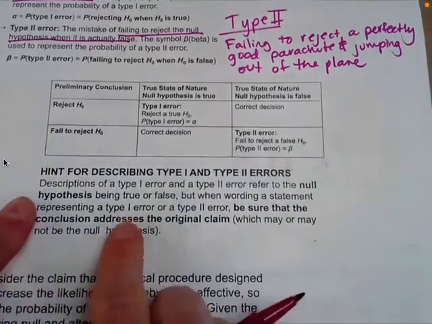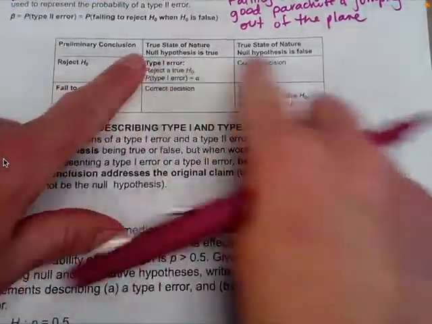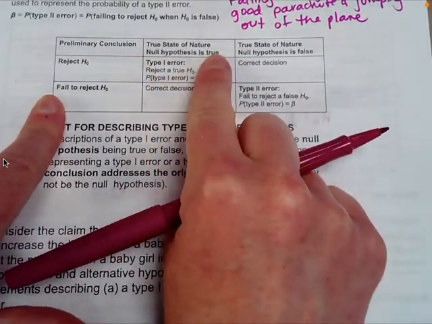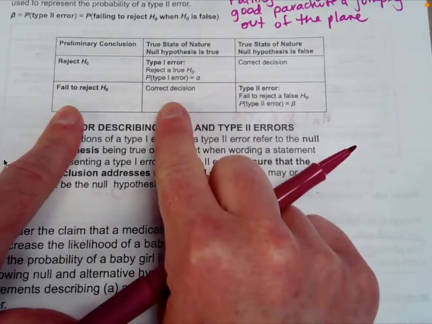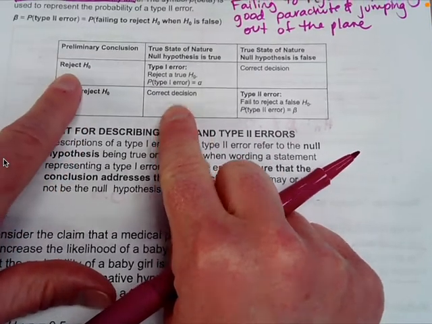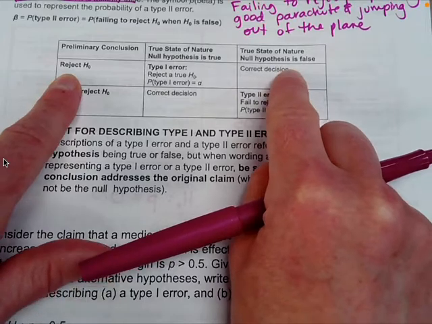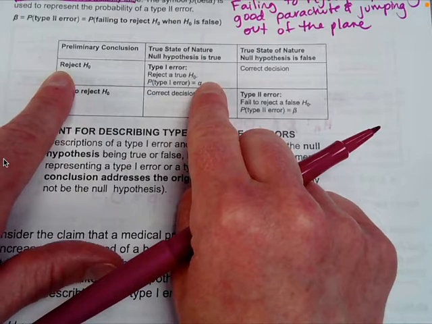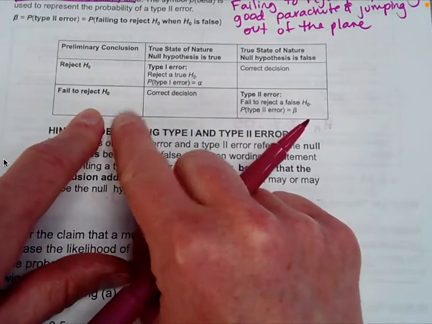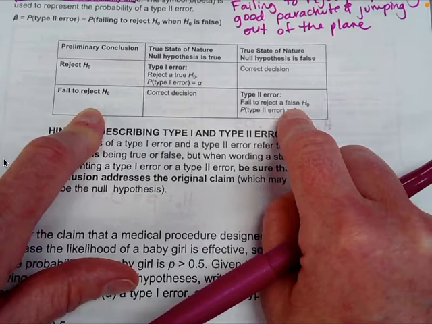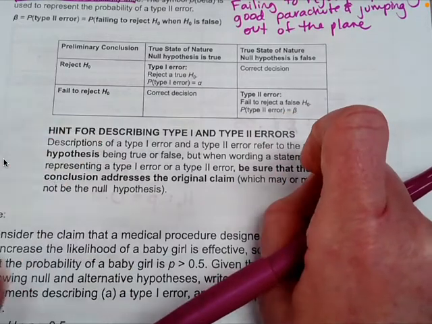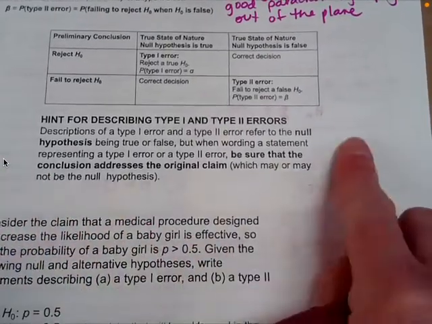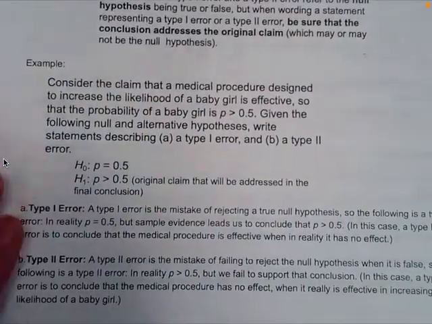So to help you with the two errors, this is kind of a chart. If the nature of the true hypothesis is true and you fail to reject, then that's a correct decision. If you reject it and the null is false, then that's a good decision. But if you reject it but it's true, that's a type 1 error. If you fail to reject but it's false, then it's a type 2 error.